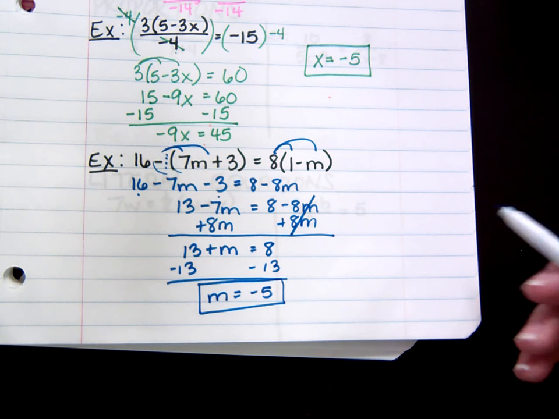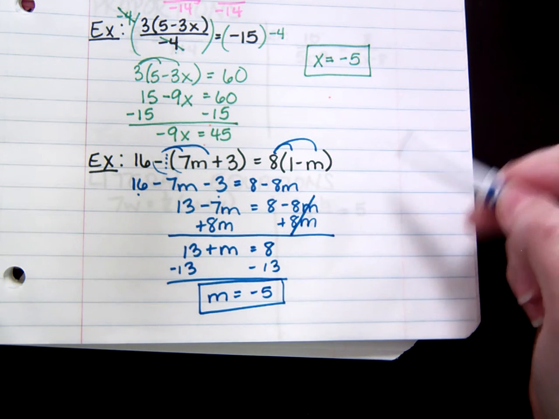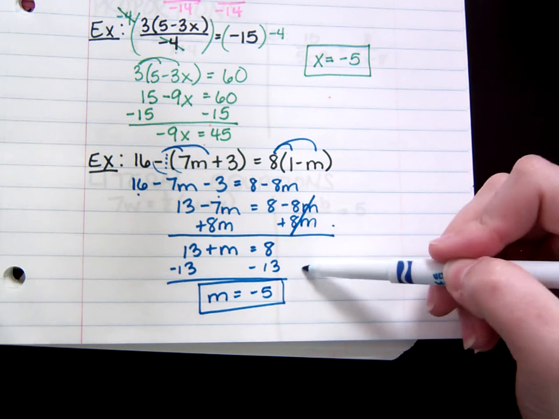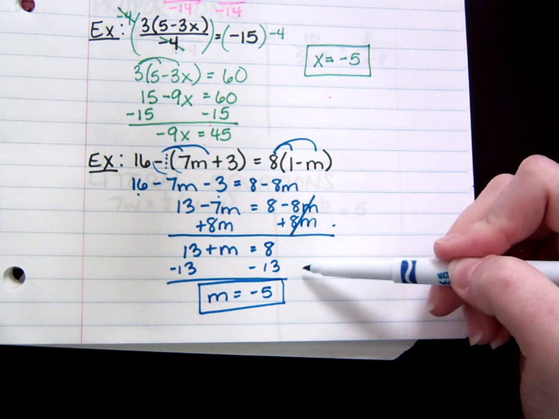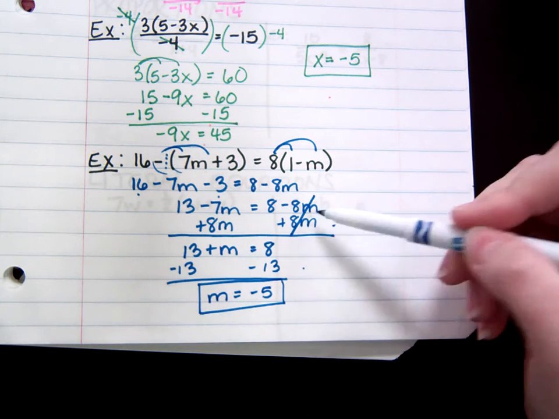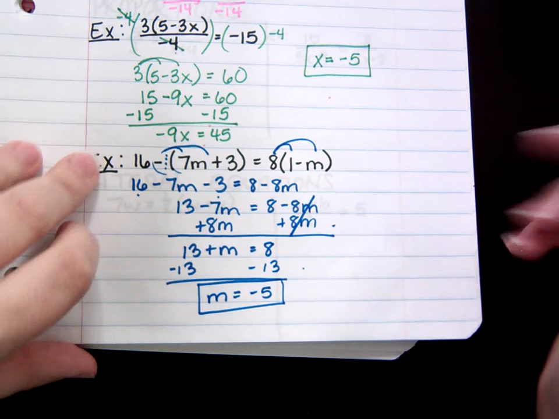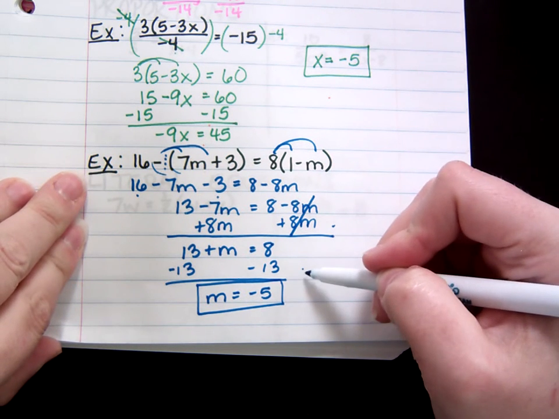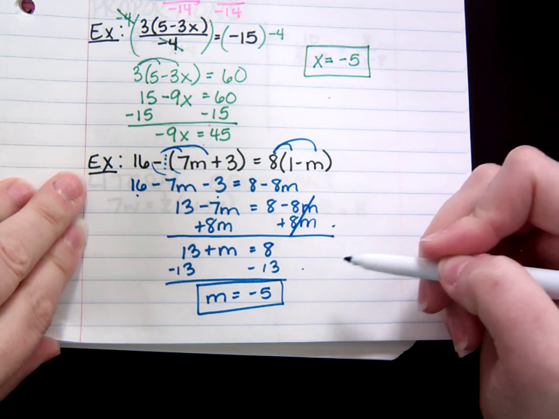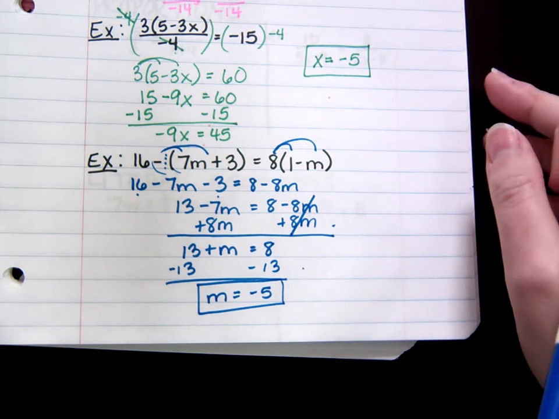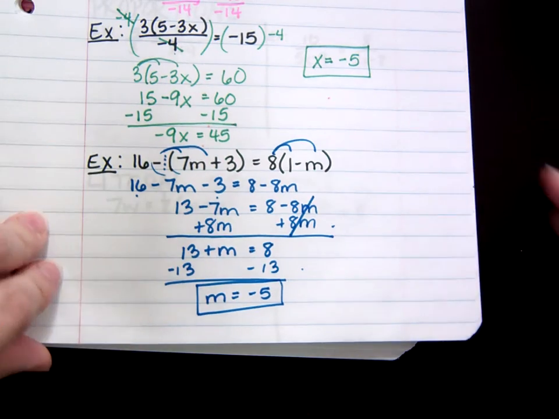Now in future videos when I'm working out a problem, sometimes I'll combine steps, like I might have combined these two steps into one and just subtracted 13 at the same time I added 8m. But if you prefer having it written out as different steps, do it. Whatever is more easily understood for you, do that.